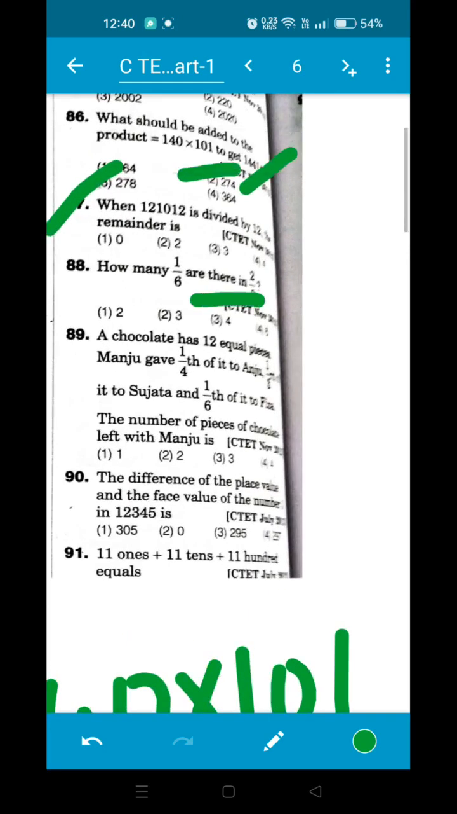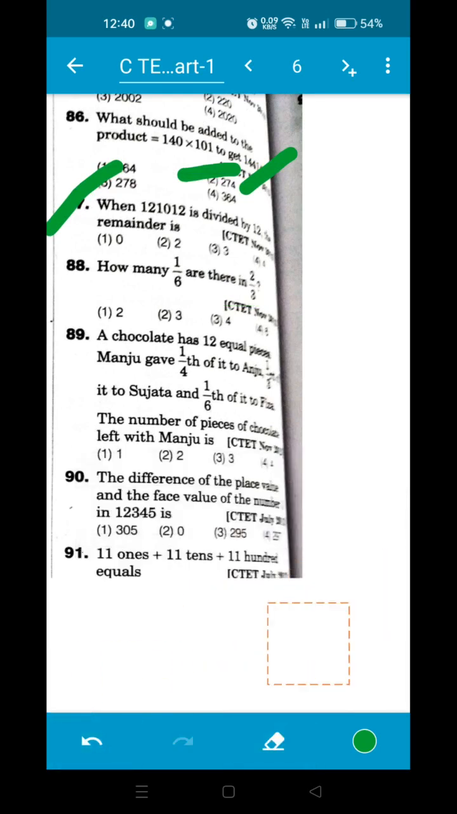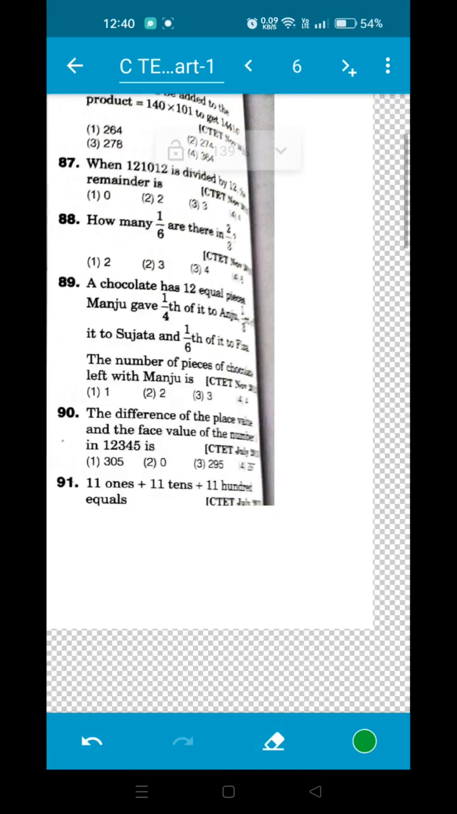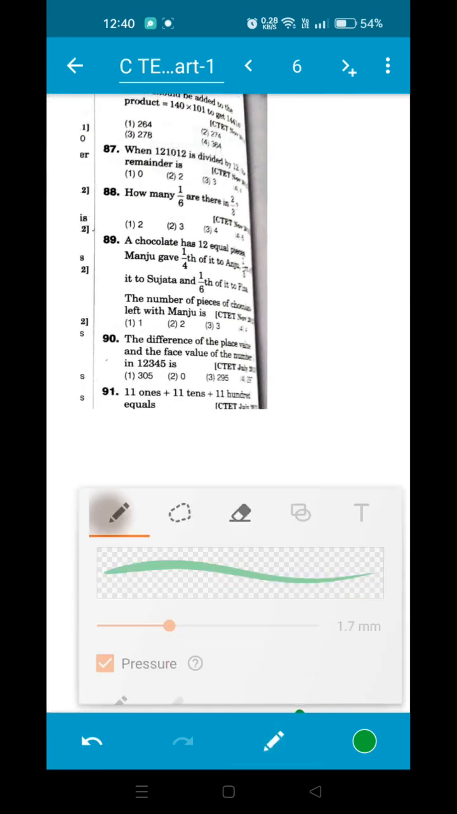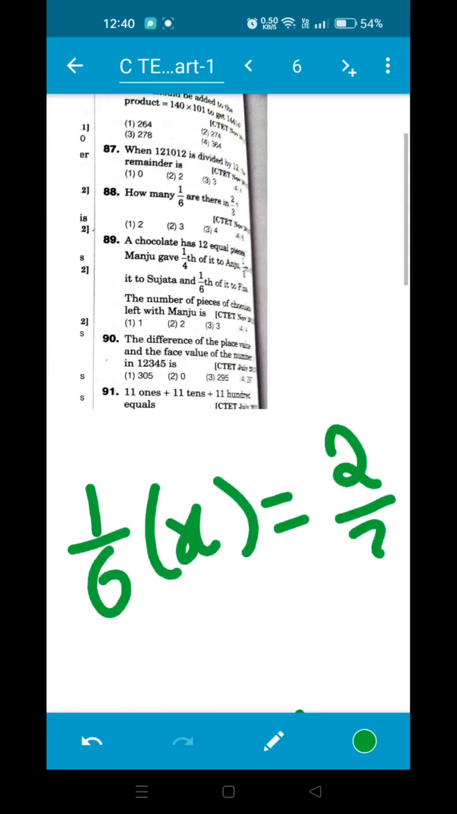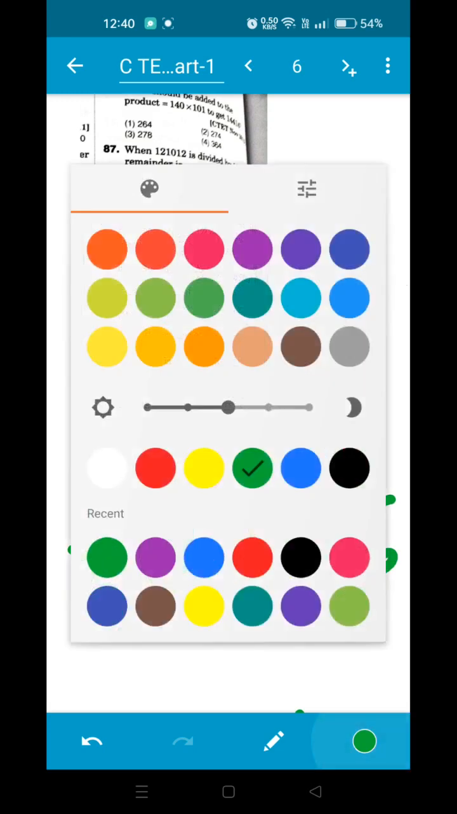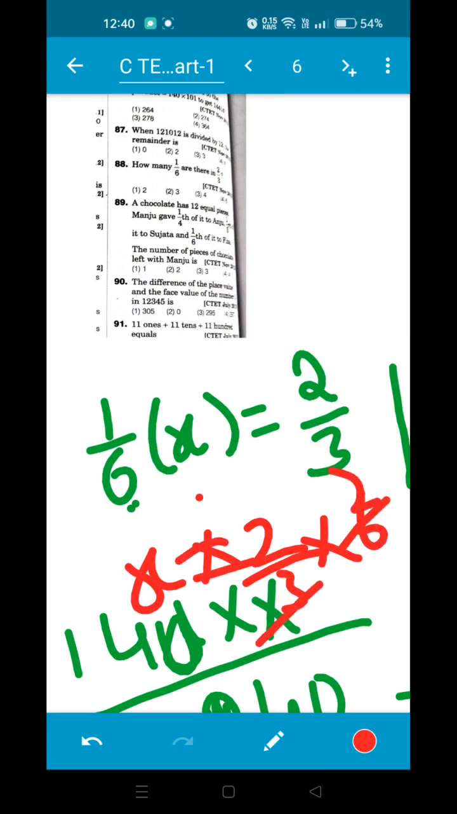Next, how many 1 by 6 are there in 2 by 3? A similar question we did just now. How many are there, we don't know, let it be x. So x times 1 by 6 is in 2 by 3. So this 1 by 6 you can send that side. So 2 by 3 into 6, right? So 3 1s are 3, 3 2s are 6. So x is equal to 2 into 2, 4. Option 3.